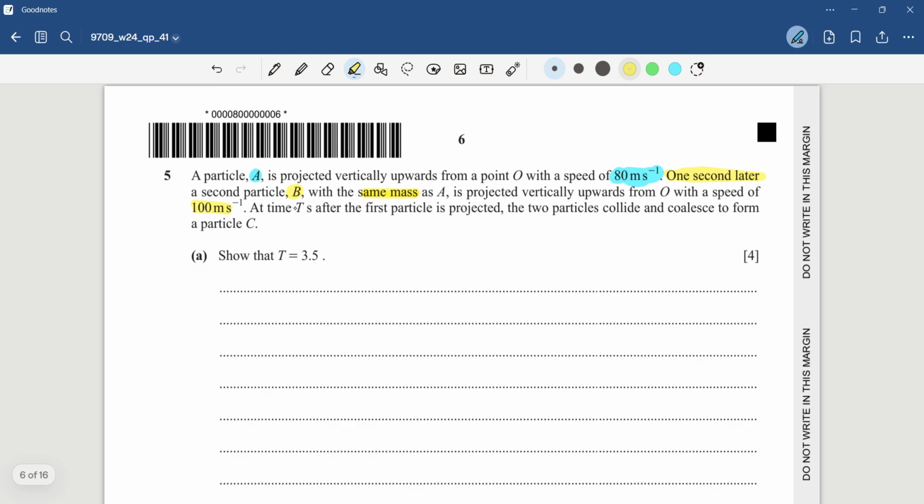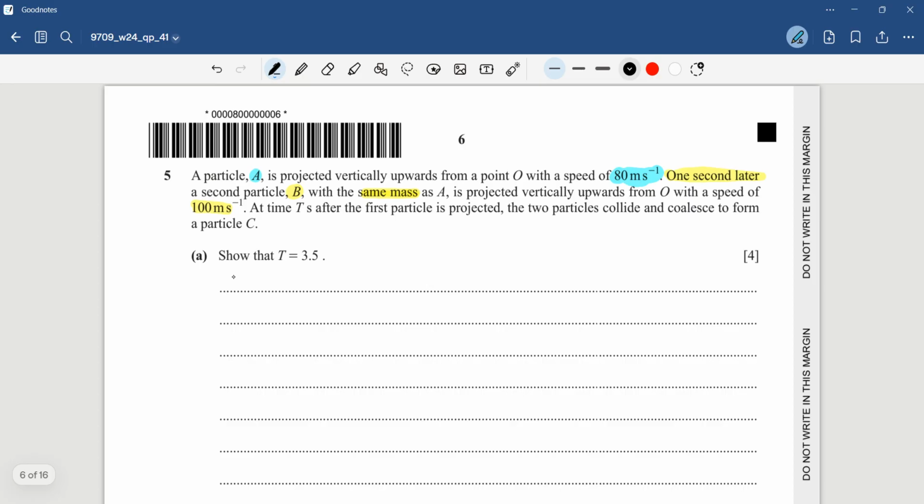Find the time t seconds after particle A is projected that the two particles coalesce. Okay, after t seconds from the first particle projected, the two particles collide and coalesce to form a particle C. Show that capital T is equal to 3.5. Means after particle A is projected, after 3.5 seconds.